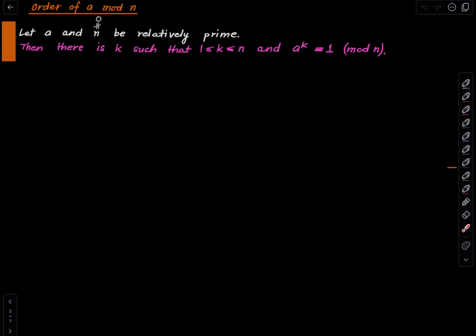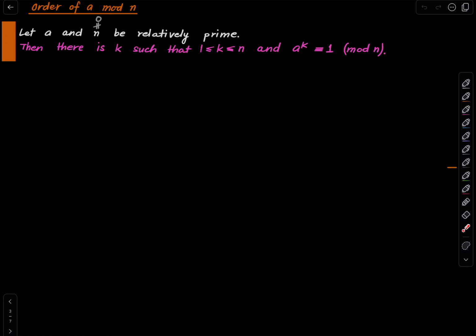So let's talk about order of an element, order of an integer modulo a given integer. And then we will make a formal definition. First, we will prove a theorem and then make a formal definition. So fix two integers where the second one is non-zero and assume they are relatively prime. Then we want to say that there is an integer k in this range such that this congruence holds. All right. It's a very interesting statement.